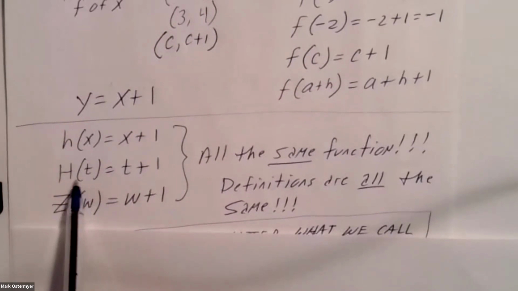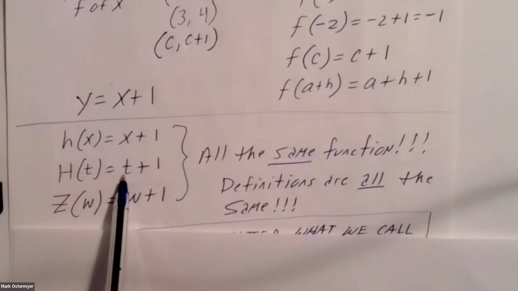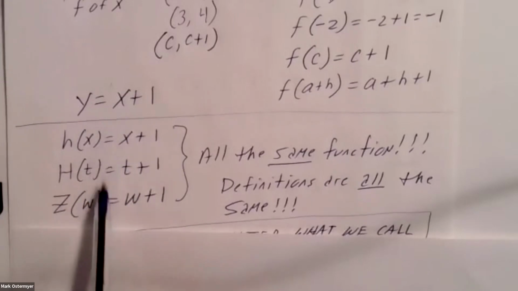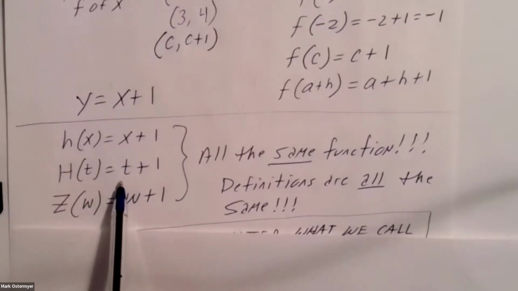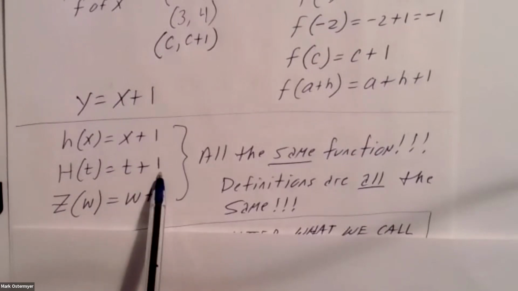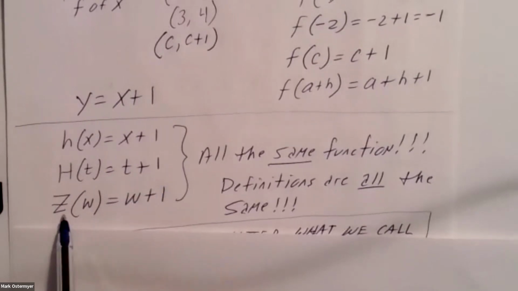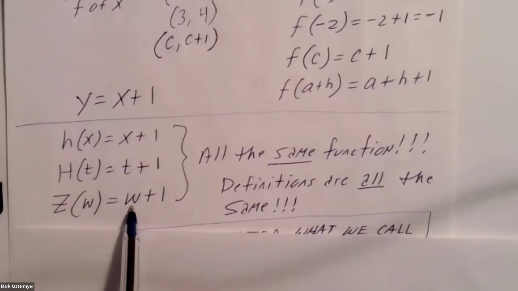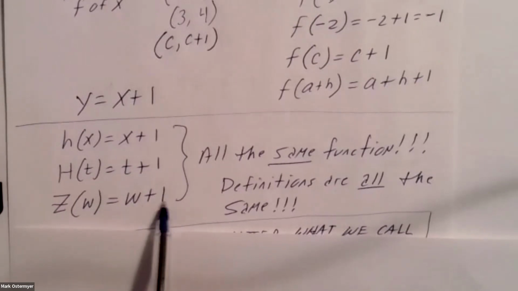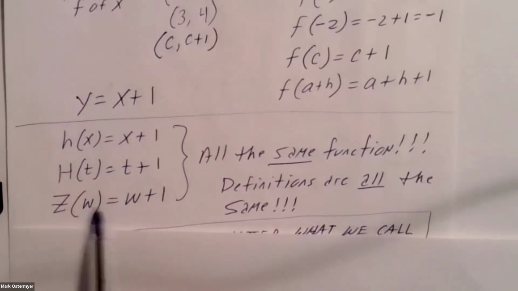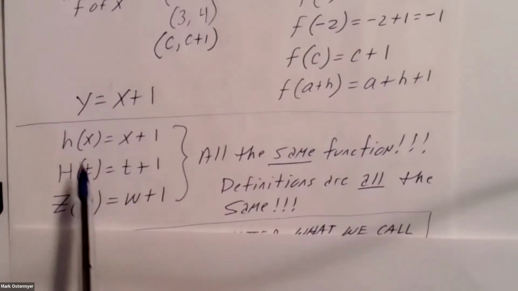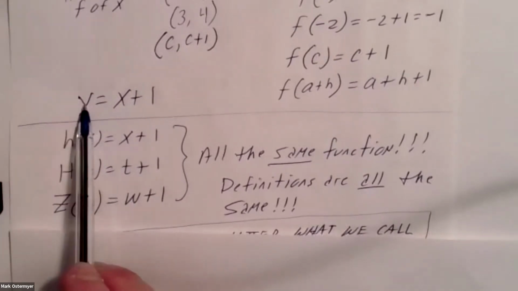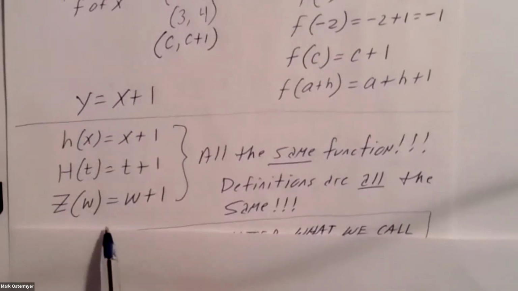If I call the output variable h of t and the input variable t, is this function still the same as these other ones? The answer is yes, because the definition is still the same. We're still adding 1 to the input to generate the output. I could call the output quantity z of w and the input quantity w. Definition still the same. This function z of w is the same as h of t, is the same as h of x, is the same as y. All these functions are the same. Their graphs would all be identical.